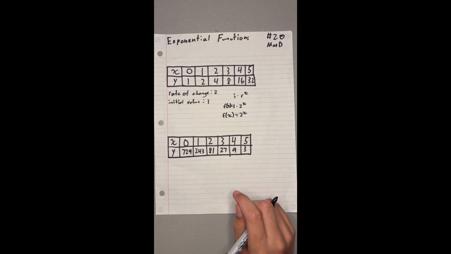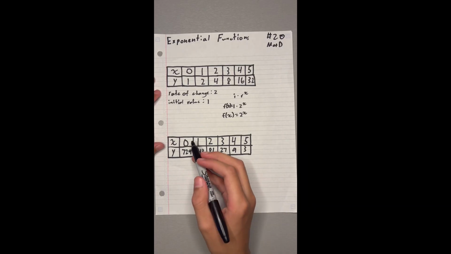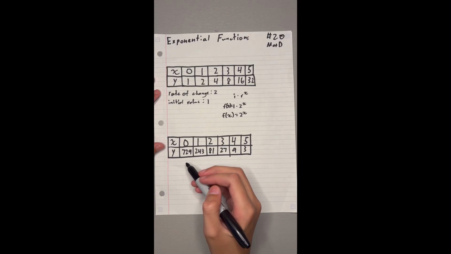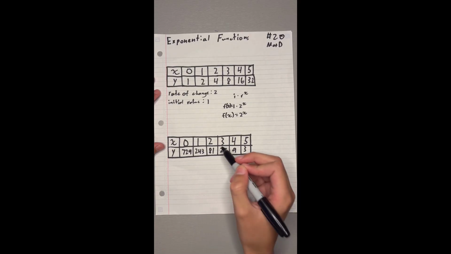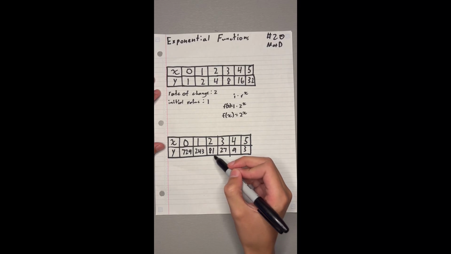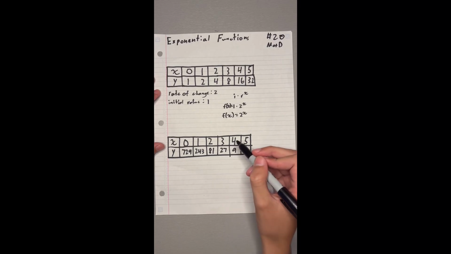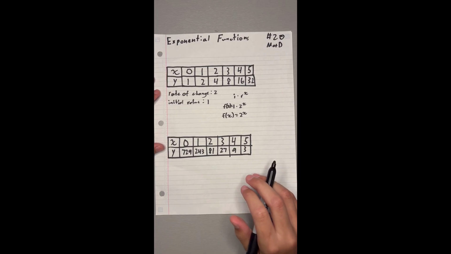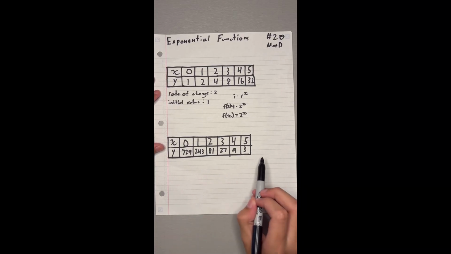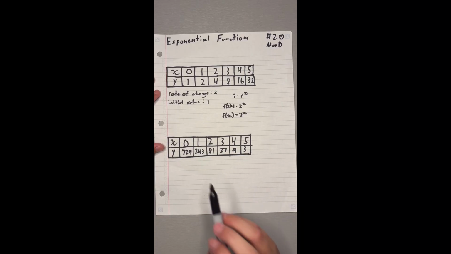Now, let's move on to our second table. The first set is 0, 729. The second is 1, 243. Third is 2, 81. Then 3, 27. Next is 4, 9. And finally 5, 3. As you can see, these values are getting smaller. The way they are decreasing is known as exponential decay.